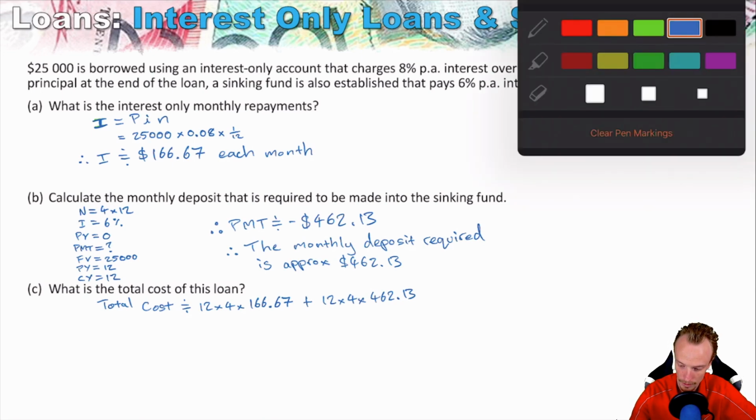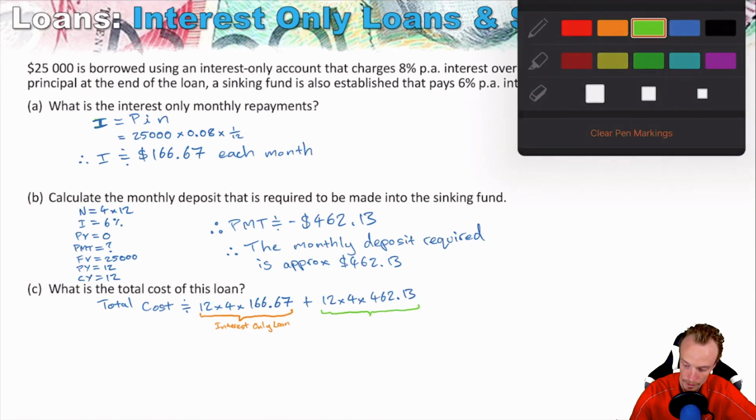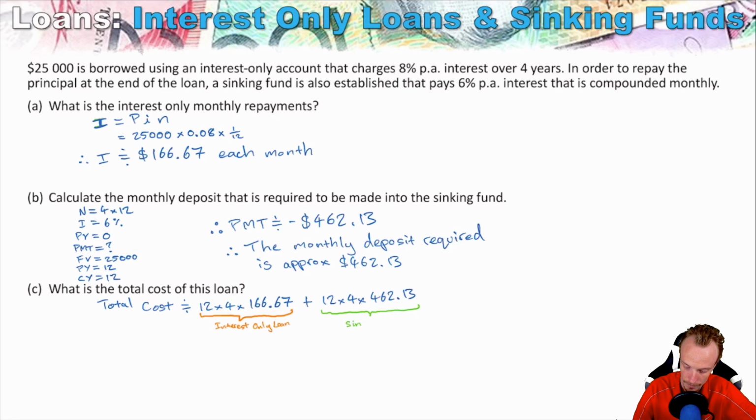All right, so we've got to look at this one. I guess we can probably just quickly point this out. This one here was for the interest-only loan. And this one here was, we'll keep that, for the sinking fund. That's where I got those values from.